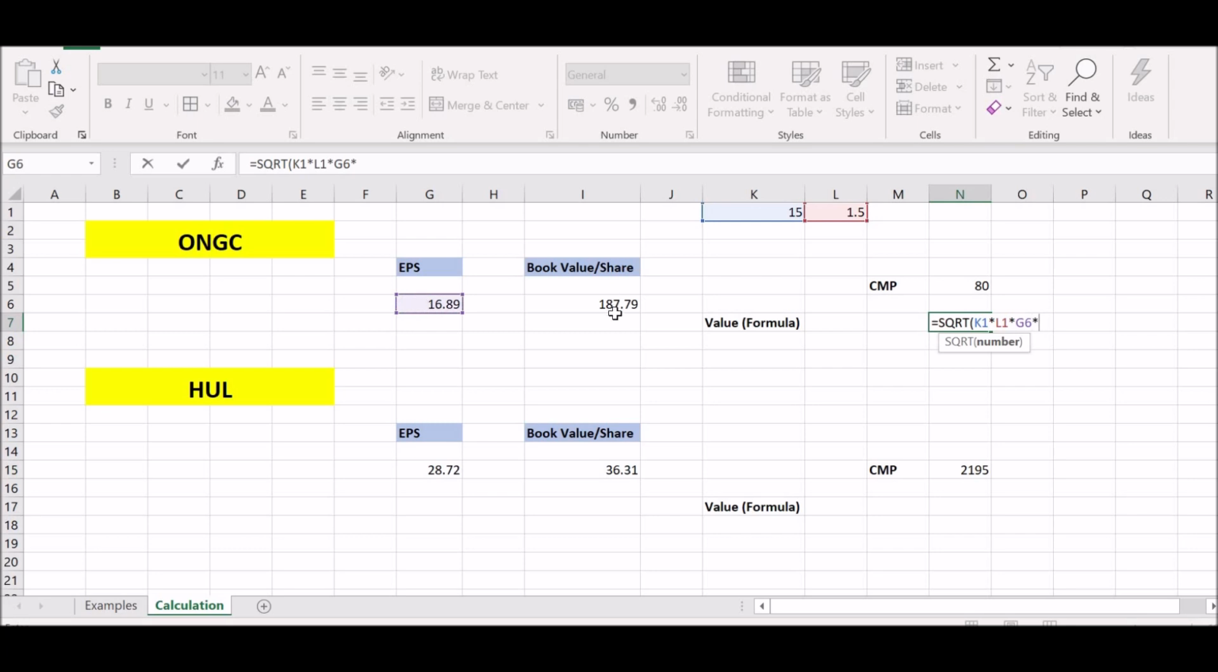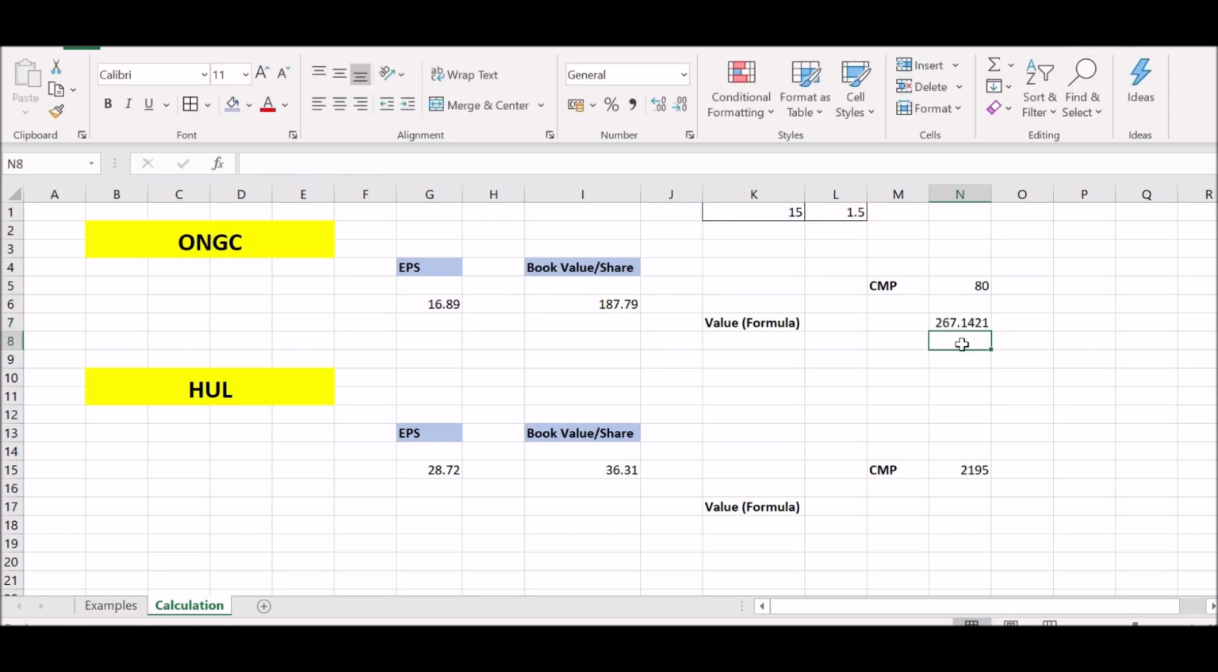Moving forward, multiplied by the book value per share. So when we do this, we get the value as per this formula as 267.14. Whereas the CMP, the current market price as on 1st May 2020, is 80 rupees. I've just rounded this off. It was 79.9. But according to this formula, the value of the stock should be 267.1421.